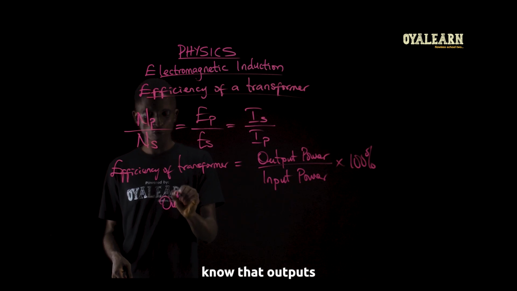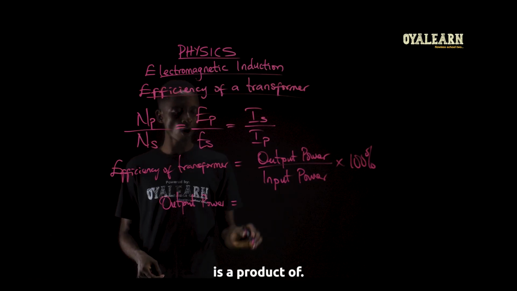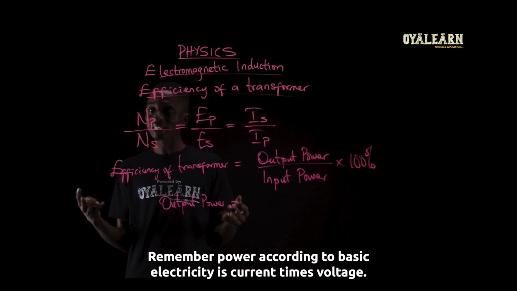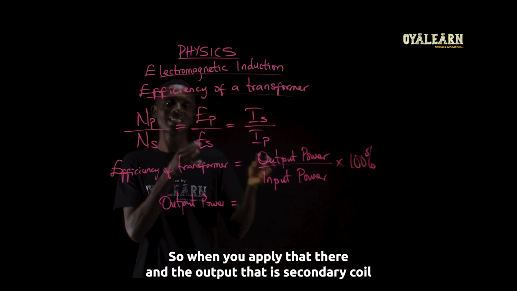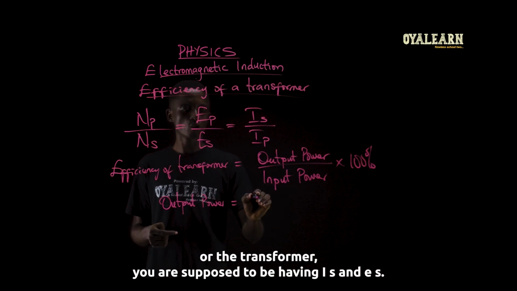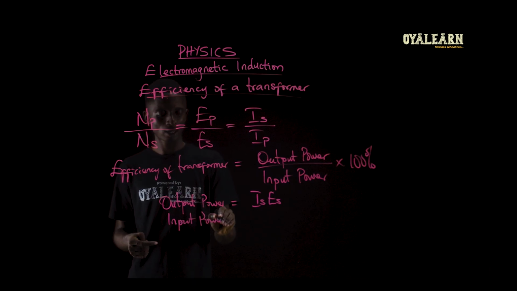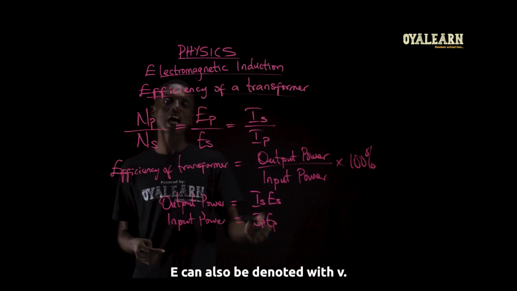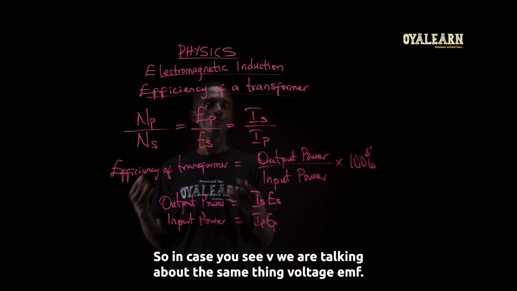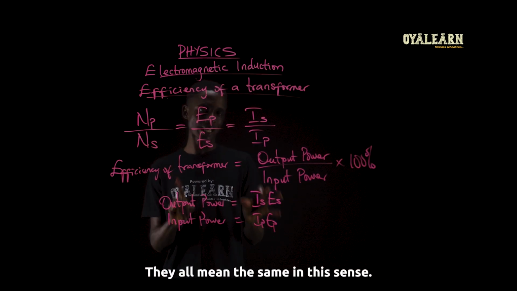Note that output power is a product of, remember, power according to basic electricity is current times voltage. So when you apply that at the output, that's the secondary coil of your transformer, you're supposed to have IS and ES, while the input power is IP, EP. Now please take note, E can also be denoted with V. So in case you see V, we are still talking about the same thing. Voltage, EMF, they all mean the same in this sense.